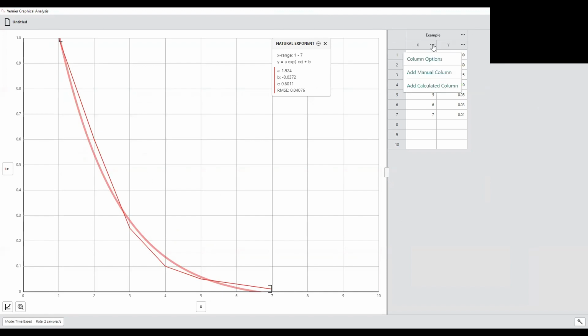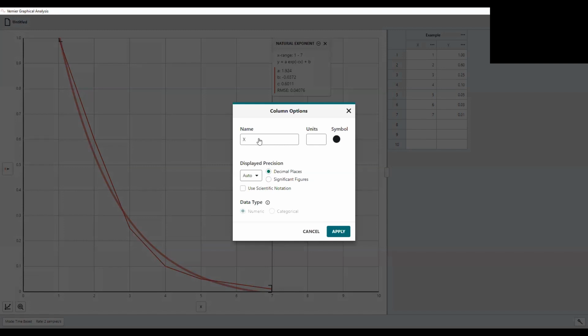I can rename the columns, so I can have column options. For example, I can change the name of the column. I can include units, if I want. So I want to say these are meters, and this will be length or width.